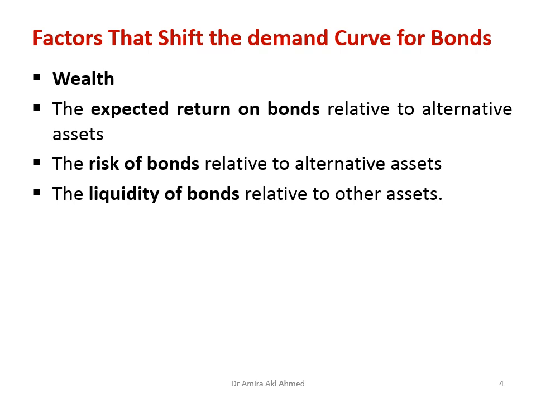There are four factors that cause the demand curve for bonds to shift. These are wealth, the expected return on bonds relative to alternative assets, the risk of bonds relative to alternative assets, and the liquidity of bonds relative to other assets. Let's discuss them on the next slides.